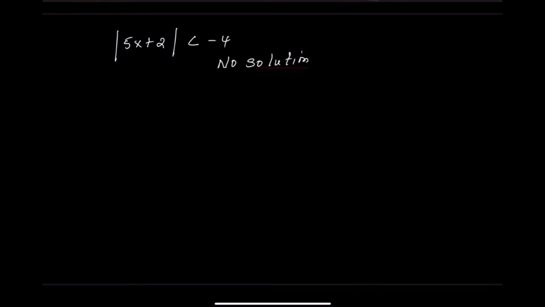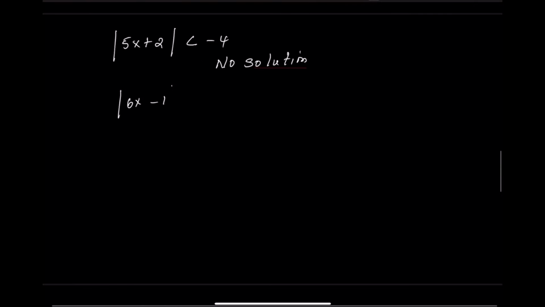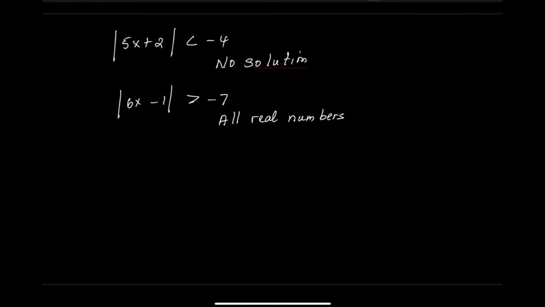Now here's a similar looking expression. The absolute value of 6x minus 1 is greater than negative 7. This one is different. 0 is greater than negative 7. Any positive number is also greater than negative 7. Since absolute values are always 0 or positive, this inequality is always true, no matter what value of x you plug in. So the answer is all real numbers.